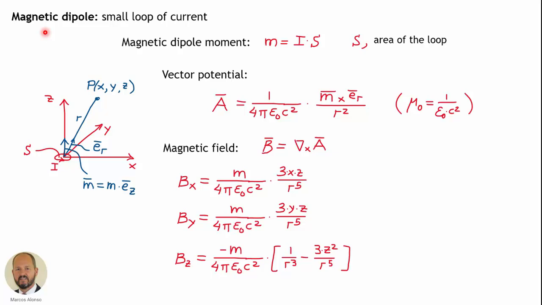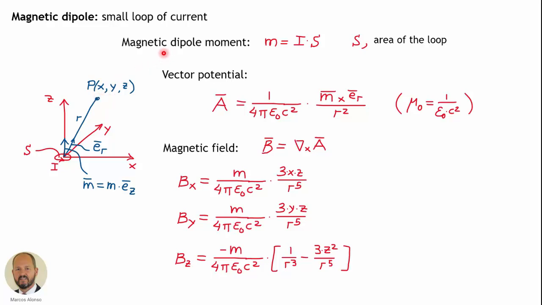As we have seen in magnetic materials, we have magnetic dipoles, which are small loops of current, as shown here. These magnetic dipoles are going to create a magnetic field, and this magnetic field can interact with other external magnetic fields. So let's calculate what is the value of the magnetic field at a point P here, which is far away from the magnetic dipole.